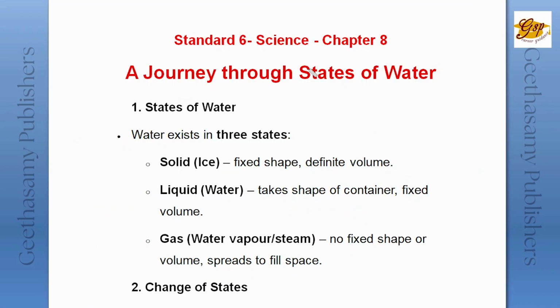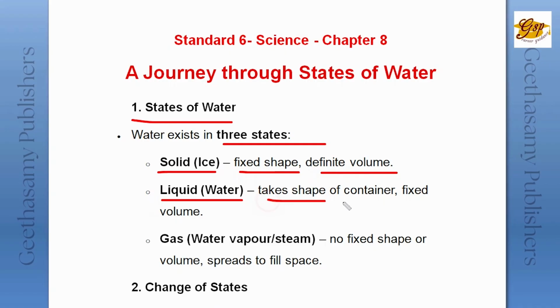Okay, standard 6 science chapter 8, a journey through states of water. What is states of water? The water exists in 3 states: solid, that is ice, fixed shape, definite volume; liquid takes the shape of a container and fixed volume; gas, it's water vapor, no fixed shape or volume, they spread and fill the space.